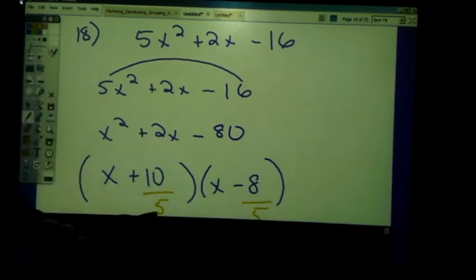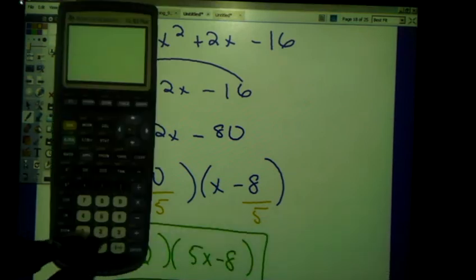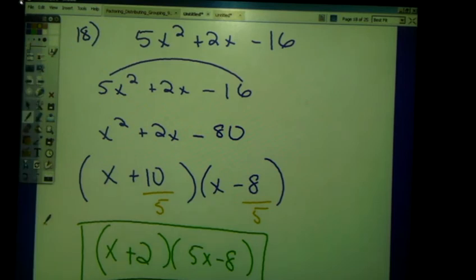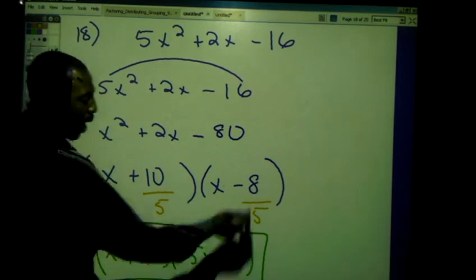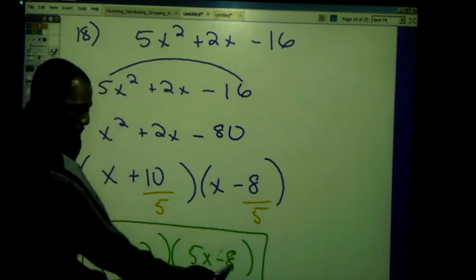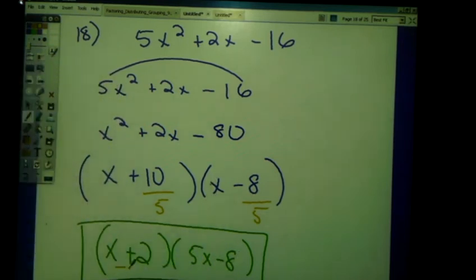Now, if you can divide this into this, you do it. 5 goes into 10 2 times, so we just have x plus 2 here. Okay? Now, 5 doesn't go into 8 evenly. That means that it's going to make a decimal. So if you divide them and it makes a decimal, just take the 5 and put it in the front. This is 5x minus 8 times x plus 2. Okay, all of your teachers taught you this method, so you just get your notes, go step by step, you'll get the hang of it.